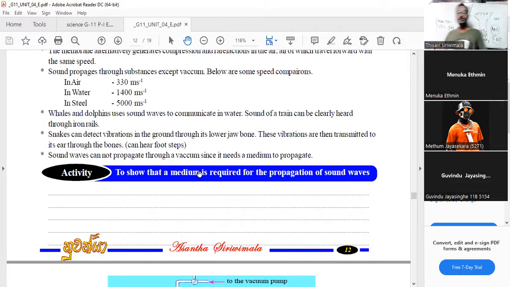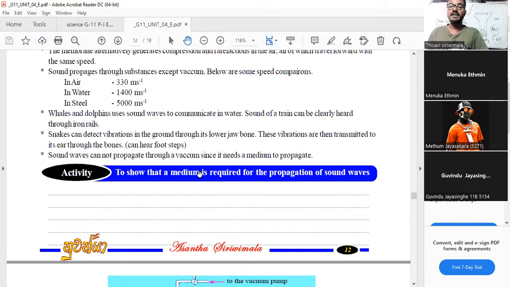So according to this example, they are telling us sound waves can travel 5000 meters per second in an iron rail. Very high speed. That means 5 kilometers per second. Sound waves can travel 5 kilometers in this much time.